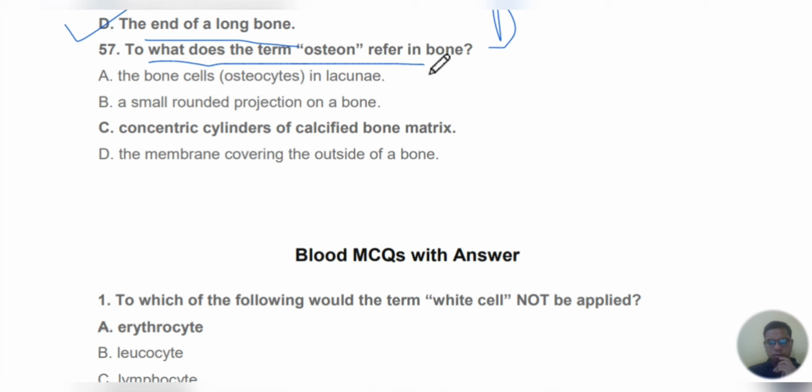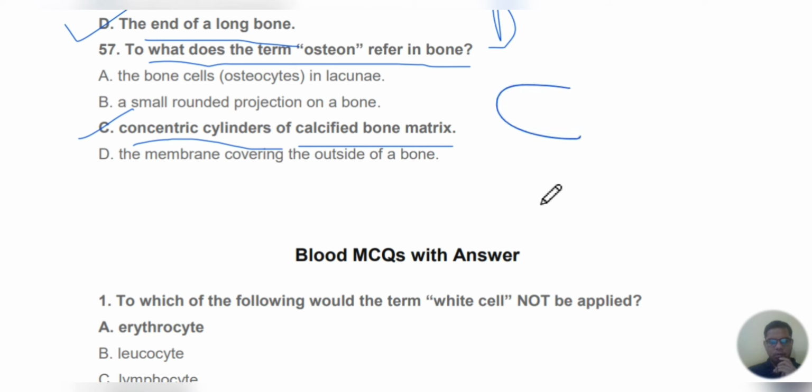Okay, next is 57 question number. What does the term osteon refer to in bone? The answer is C, concentric cylinder of calcified bone matrix. आपका 57 तक समाप्त हो जाता है, देन आपका जो एमसीक्यू है वो ब्लड से स्टार्ट होंगे.